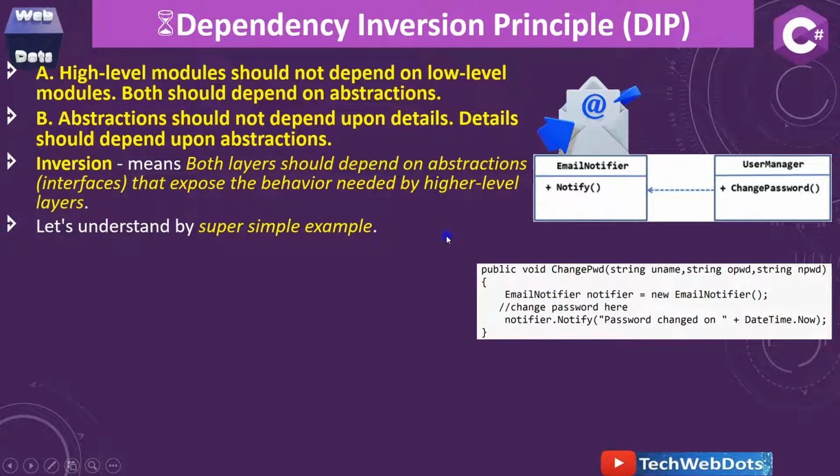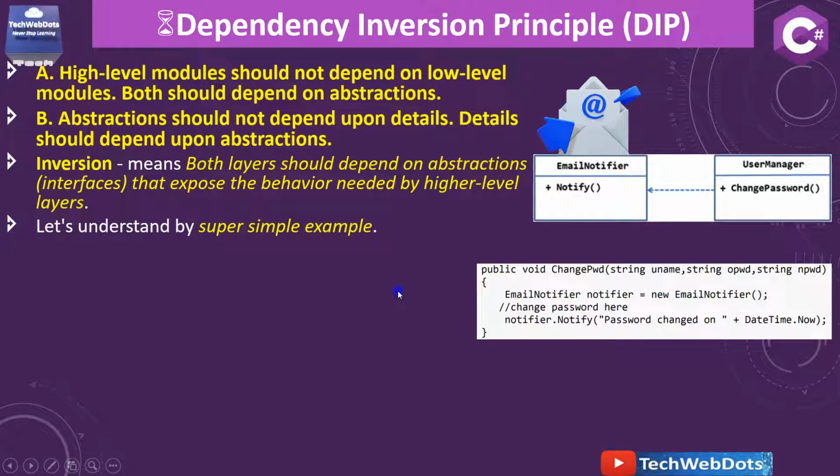So how does it look when you have a user manager class, and for example you have a change password method in that, and you receive the username, old password and new password. What you will be doing is creating an email notifier class object, calling the notify method, and sending the user a notification with details like password changed at this time.